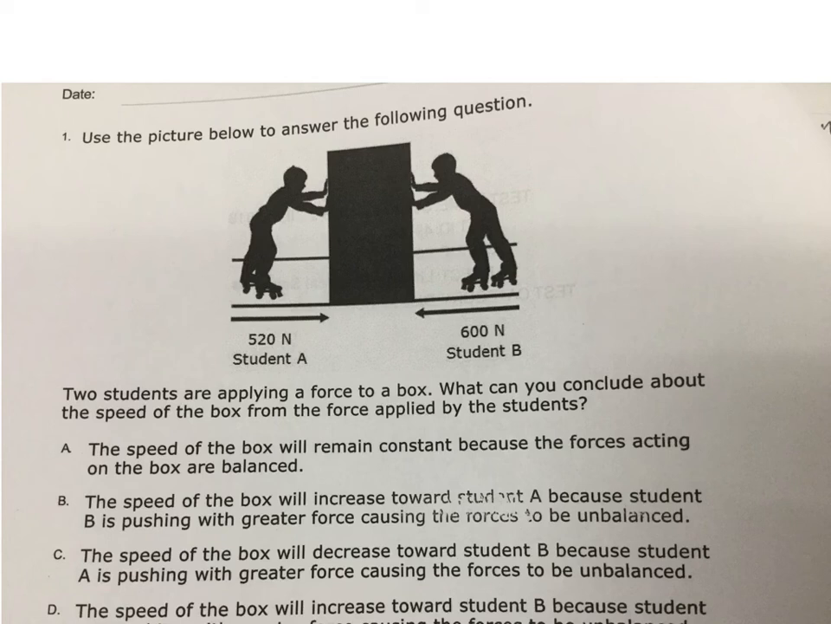B, the speed of the box will increase towards student A because student B is pushing with greater force, causing the forces to be unbalanced. C, the speed of the box will decrease towards student B because student A is pushing with greater force, causing the forces to be unbalanced. D, the speed of the box will increase towards student B because student A is pushing with greater force, causing the forces to be unbalanced.